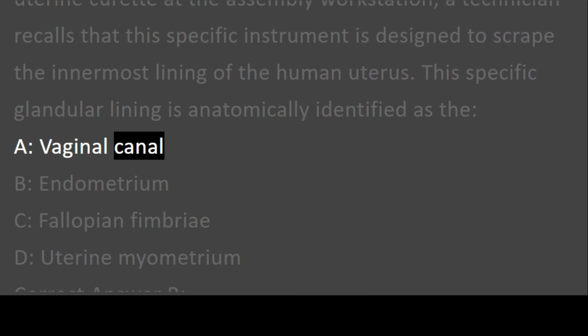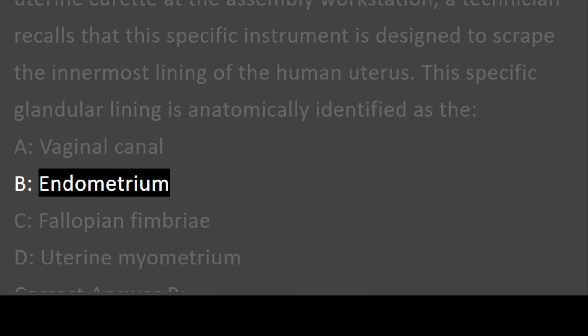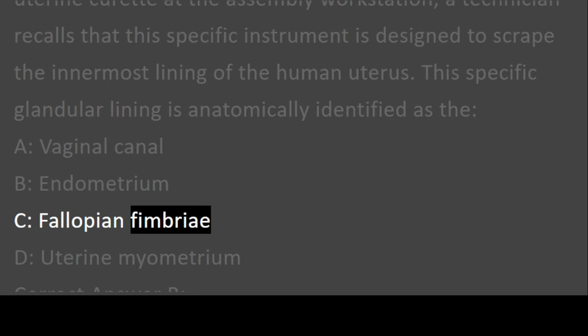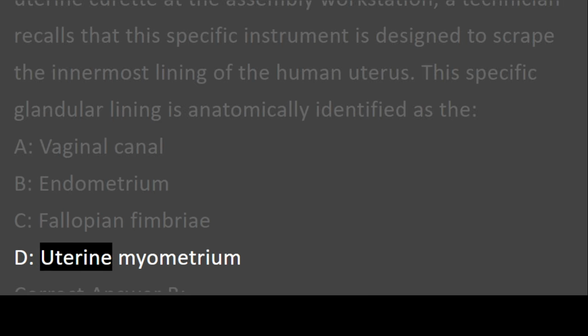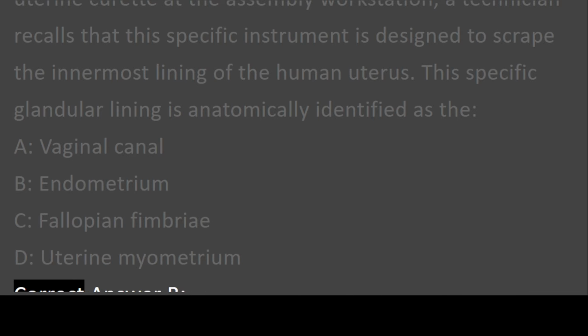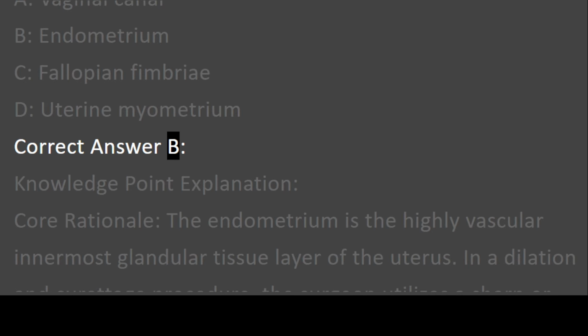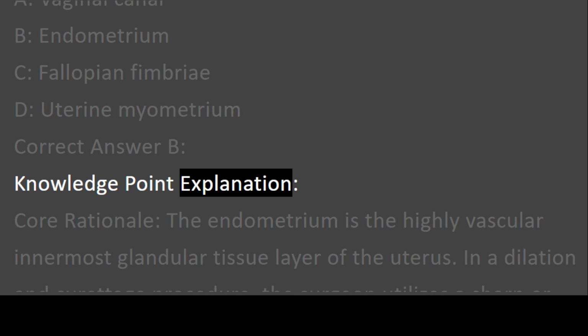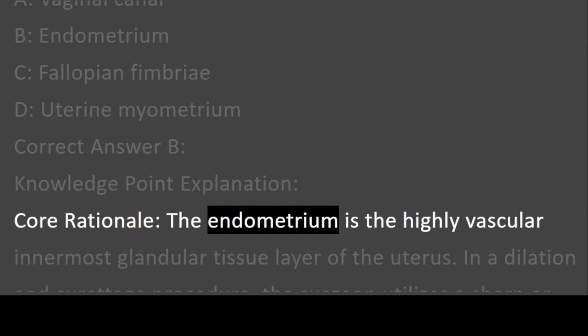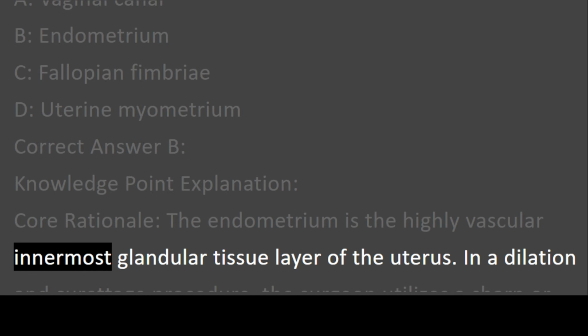A. Vaginal canal, B. Endometrium, C. Fallopian fimbriae, D. Uterine myometrium. Correct answer B. Knowledge point explanation. Core rationale. The endometrium is the highly vascular innermost glandular tissue layer of the uterus.